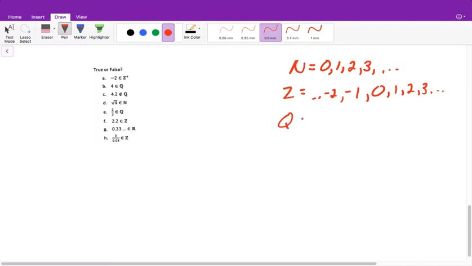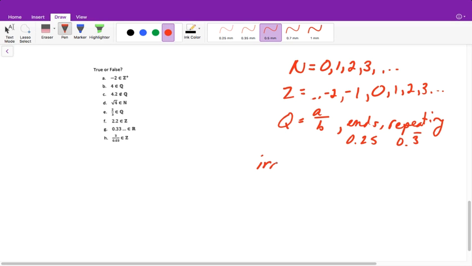Our rationals are any number that we can express as a fraction, so we can rewrite it as a fraction, a over b. And if it is a fraction or a decimal, it ends or terminates, or it is repeating. So I'll just give you examples here. 0.3 repeating, that would then mean it's rational. 0.25, that means it ends, it stops there, so it's rational.